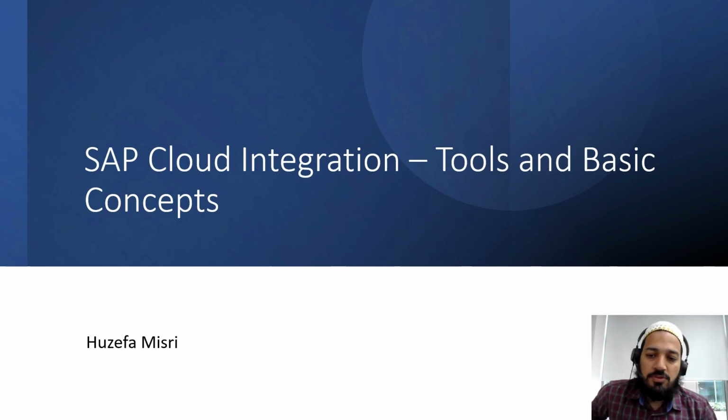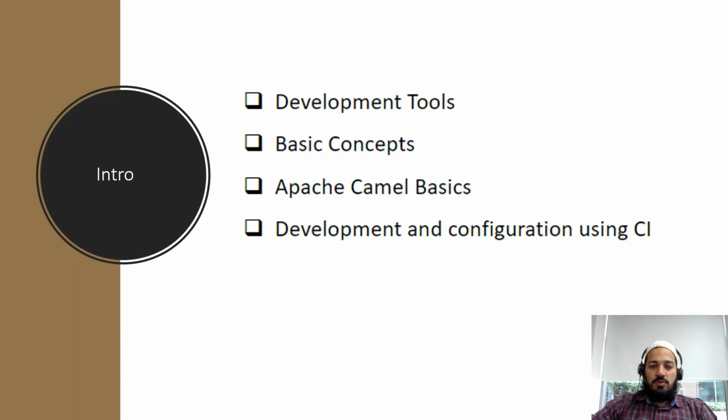Now, before starting to build cloud integrations, let's see the basic concepts and the tools that SAP Cloud Integration comprises. I will talk about development tools, then basic concepts like XML, XSD, and all those. Then we have Apache Camel basics, and then we'll talk about development and configuration using CI. It's an overview, and we'll go deeper on each and every topic once we cover the hands-on session.